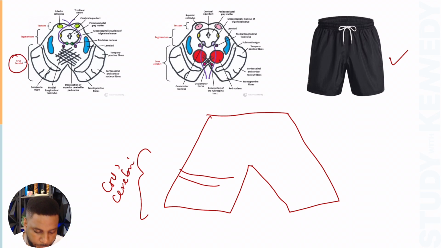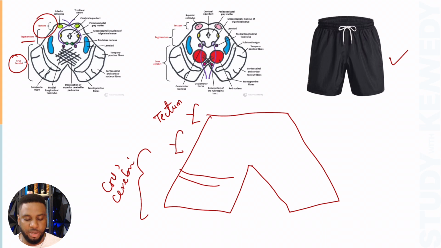The posterior part of the midbrain up there is the tectum. This posterior part is the tectum of the midbrain. And the medial part is called the tegmentum. But I don't care too much about the tegmentum. I care about the tectum and the crus cerebri. The crus cerebri is like the leg of the shorts on the midbrain.